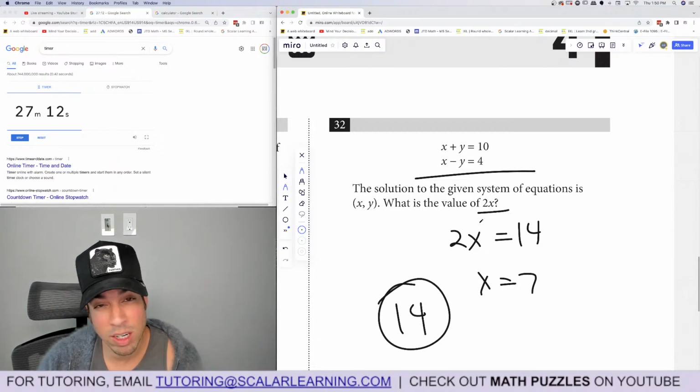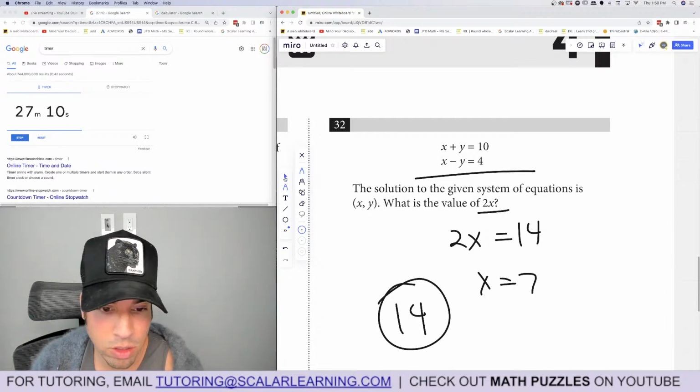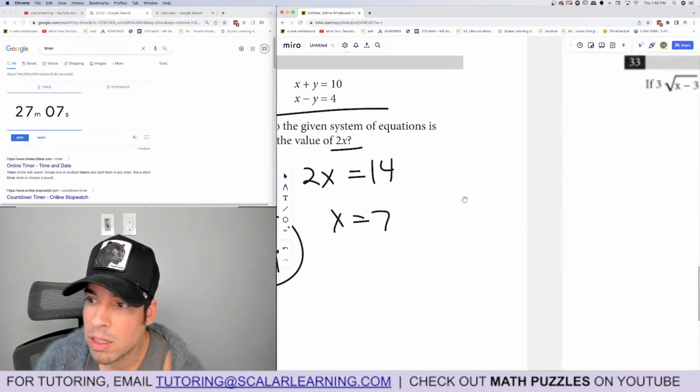And this is an interesting one. You've got to be careful not to answer with the value of x. So that's why you should underline it. I should have underlined it.